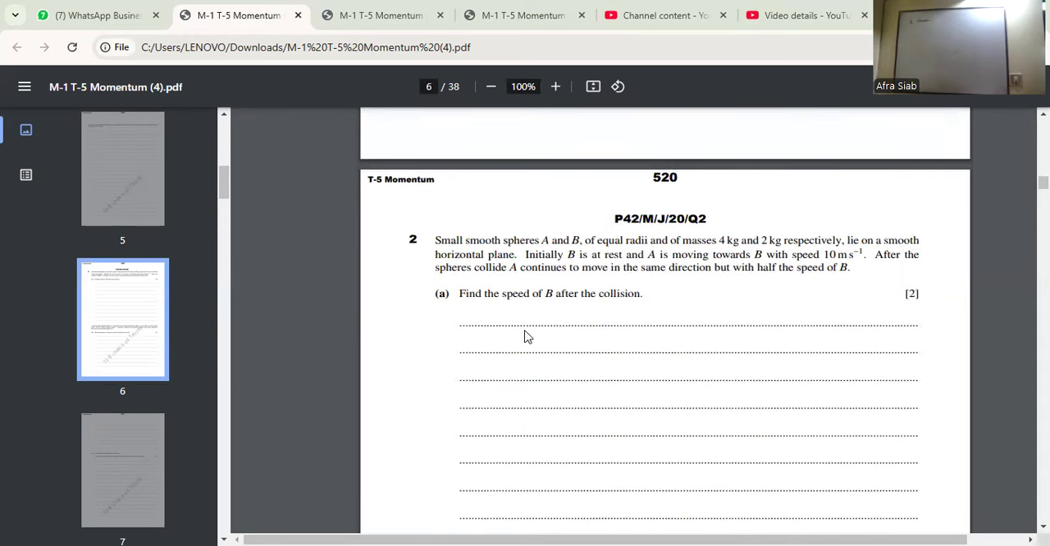They lie on the smooth horizontal plane. Initially B is at rest and A is moving towards B with a speed of 10 meters per second. After the spheres collide, A continues to move with the same direction but with half the speed of B. Find the speed of B after the collision.